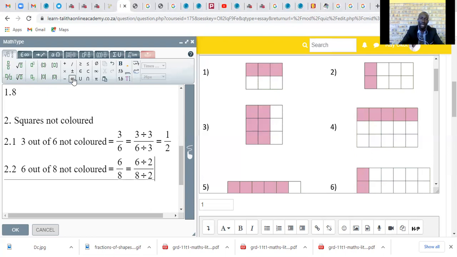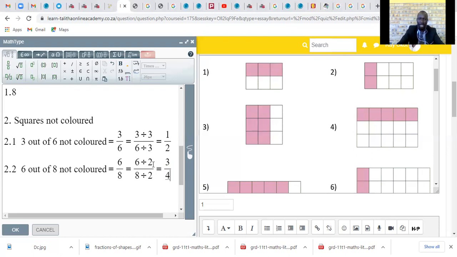And when we do that, we now have a much more simplified fraction, which in this case is what? Well, when we divide 6 by 2, we get 3. And when we divide 8 by 2, we get 4. And this is the fraction of squares that are not colored.